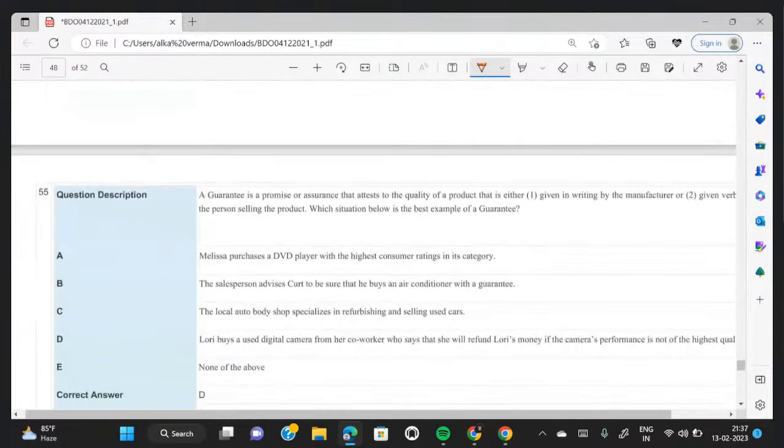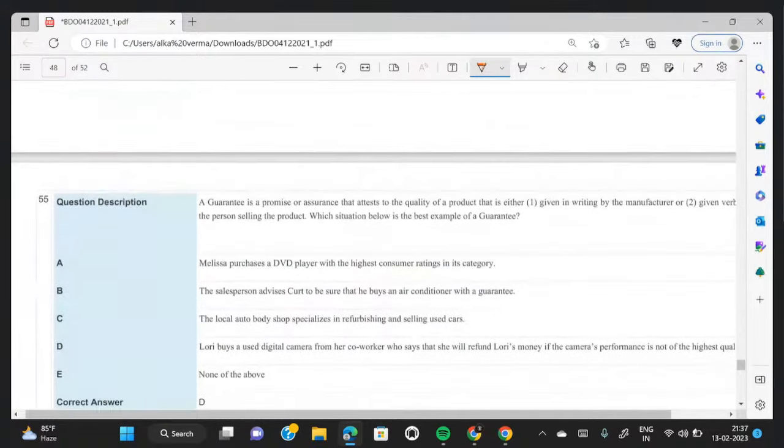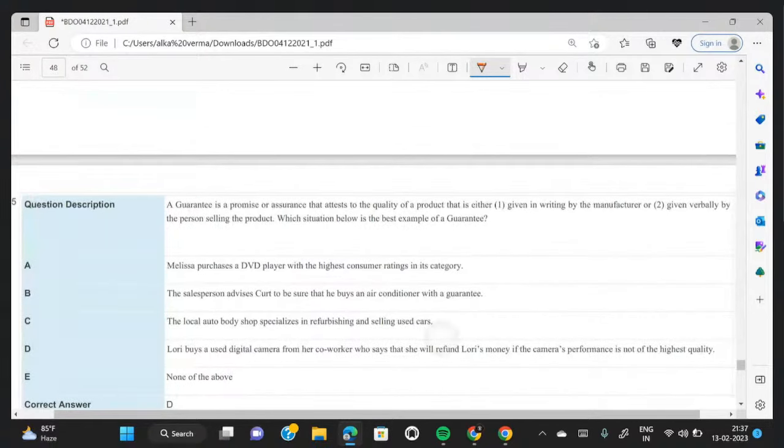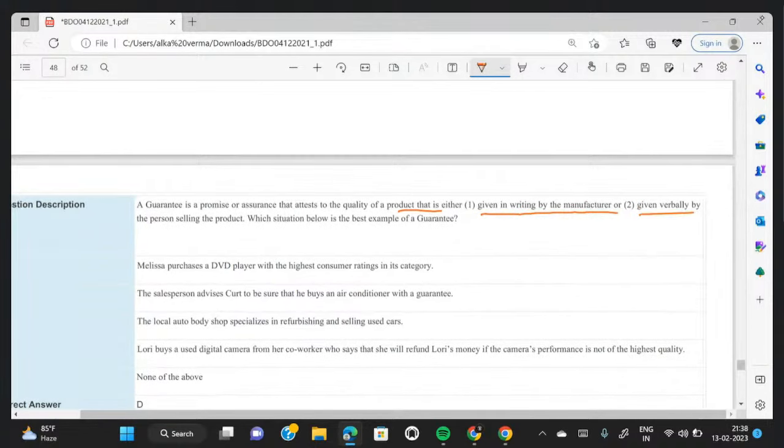Question number 55. Now, a guarantee is a promise. A guarantee is a promise or assurance that attests to the quality of a product, that is given in writing by the manufacturer or given verbally by the person selling the product. Now, guarantee in writing means what? You purchase a mobile, you get a 1 year warranty. It is written on the paper.